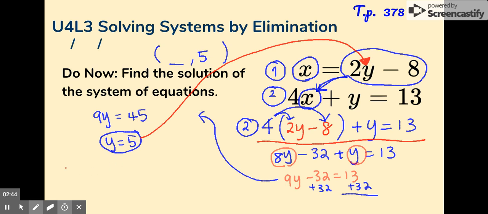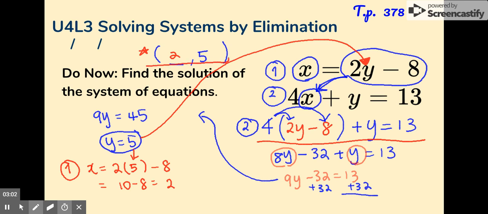So let me just rewrite the first equation. x is equal to 2y minus 8, but we already found y. So you're going to put 2 times 5, which is 10, minus 8, which is 2. So the solution for this system is going to be (2, 5).